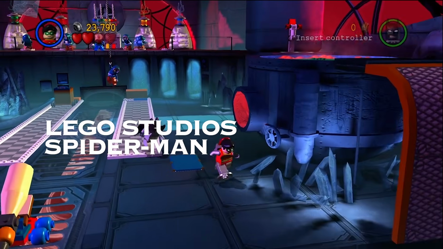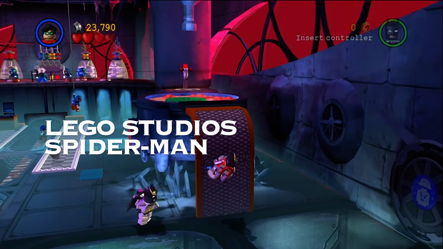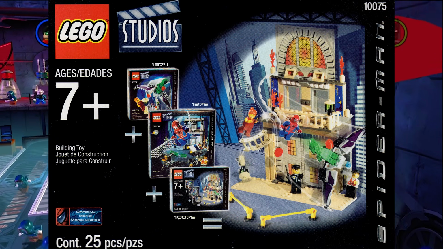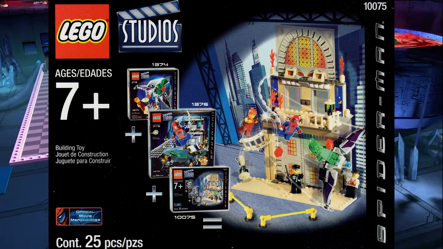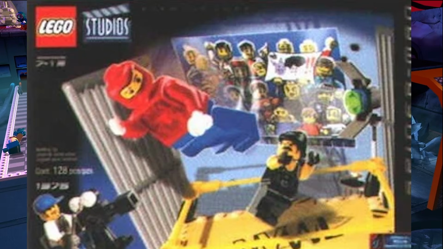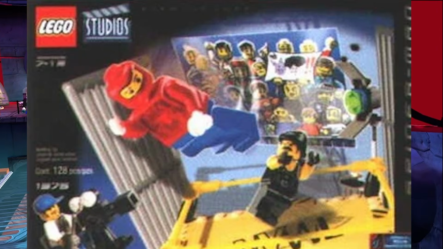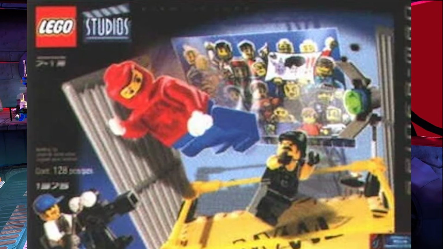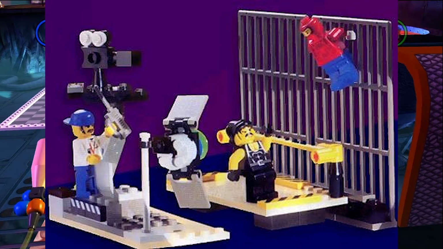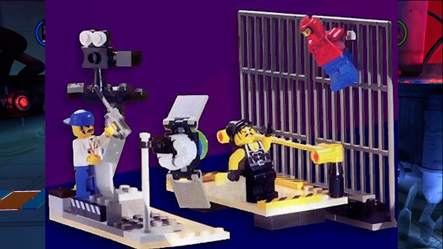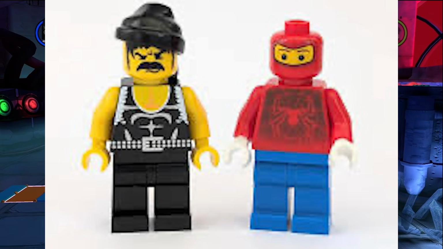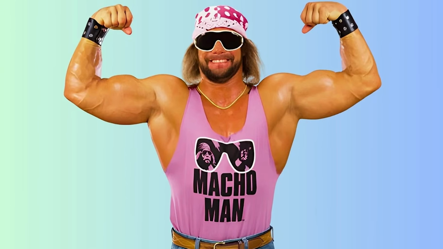LEGO Studios Spider-Man. So in the early 2000s, LEGO had this theme called LEGO Studios, and LEGO made two sets to coincide with the release of the 2002 Spider-Man movie. There was supposed to be a third set based on the wrestling scene, but that set was never actually released. There's some speculation as to why that was the case, potentially because of a licensing issue, as one of the minifigures in this set is Bonesaw McGraw, who of course was played by real-life wrestler Macho Man Randy Savage.